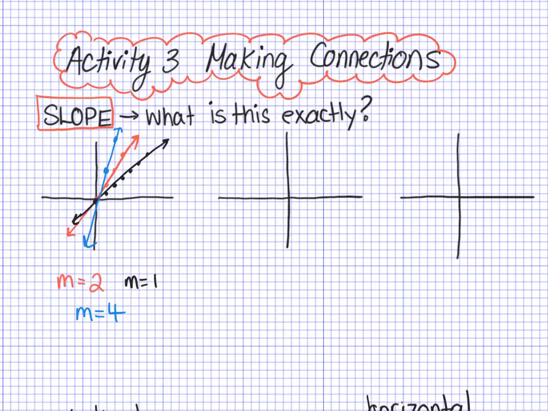This is just to show you different slopes, putting them all on one graph so we can see the slope of 4 is the steepest line, then 2 is less steep, and 1 is even less steep. So that's what slopes are like.